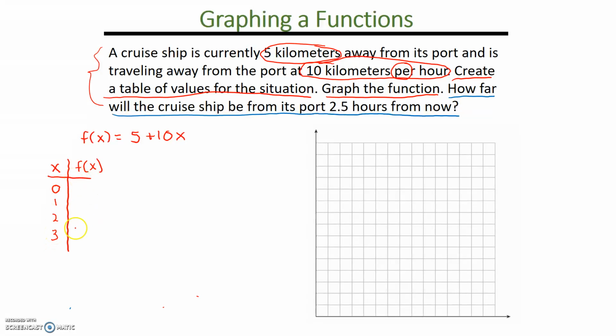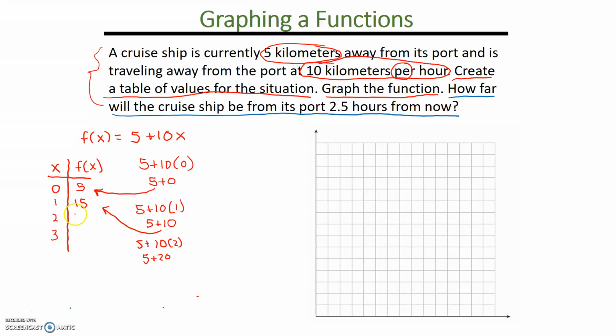Now again, you guys know how to fill in this table, right? You take 0 and you plug it in. So I'm going to have 5 plus 10 times 0. 10 times 0 is 0. 5 plus 0 is simply 5, and that's going to go right there. And I move on to 1, so 5 plus 10 times 1. Now again, 10 times 1 is 10. 5 plus 10 is going to give me 15. Okay, now I try 2. 5 plus 10 times 2 this time. That's going to give me 20. So 20 plus 5 is going to be 25.